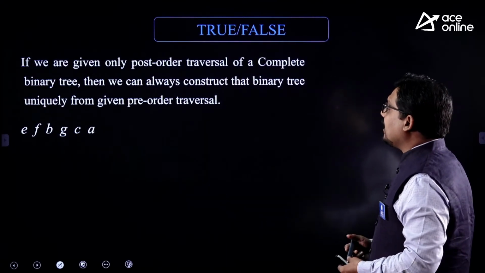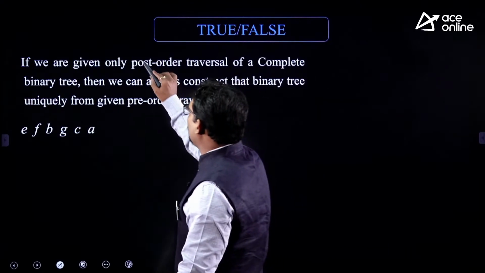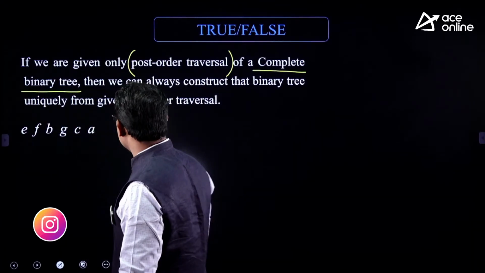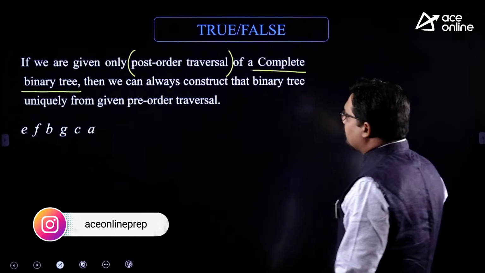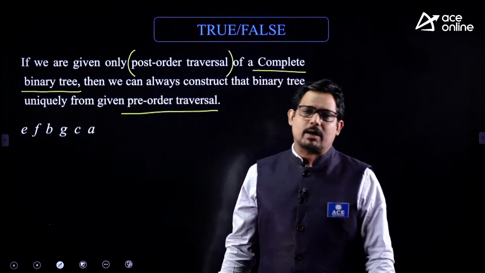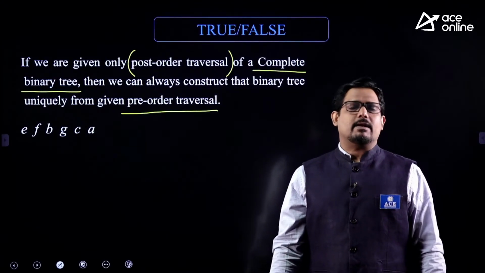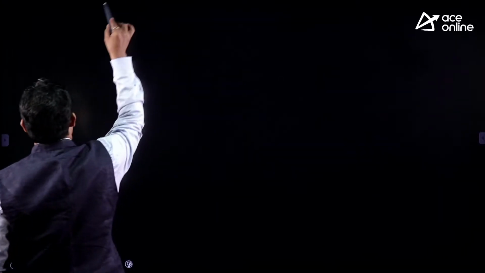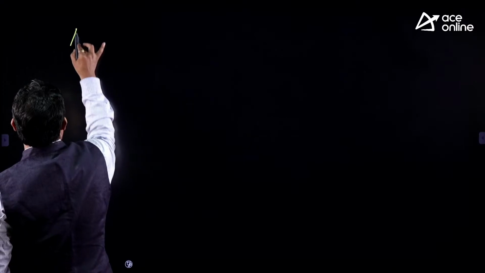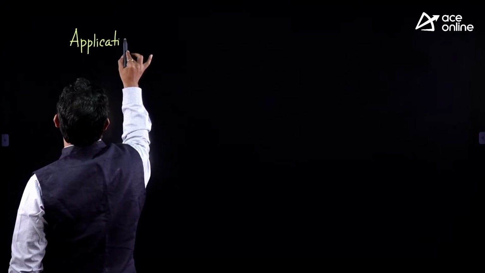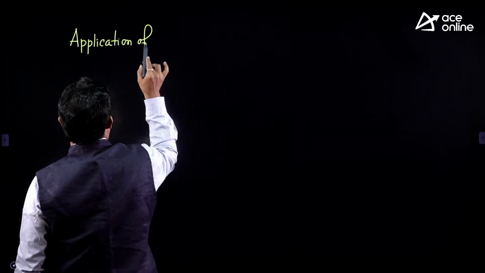Next, if we are given only a single post-order traversal of a CBT, complete binary tree, then we can always construct that binary tree uniquely from the post-order. Again here only one traversal, but this time it is a CBT, complete binary tree. So let's first understand what a CBT is. CBT structure, complete binary tree structure. So basically application of CBT, complete binary tree.